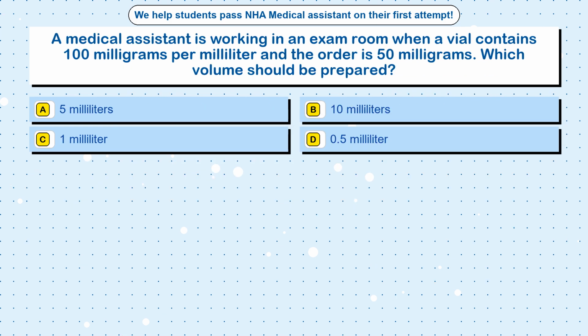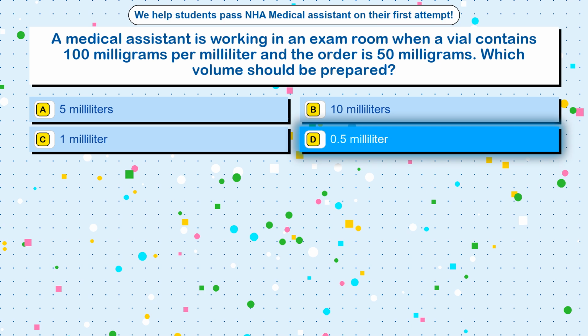Question 40. A medical assistant is working in an exam room when a vial contains 100 mg per milliliter and the order is 50 mg. Which volume should be prepared? Option A. 5 milliliters. Option B. 10 milliliters. Option C. 1 milliliter. Option D. 0.5 milliliter. The correct answer is option D.